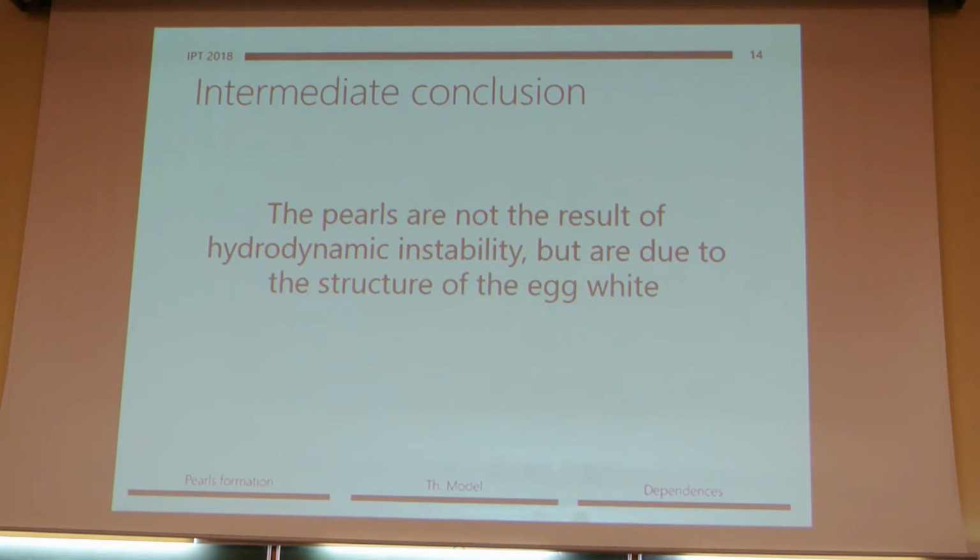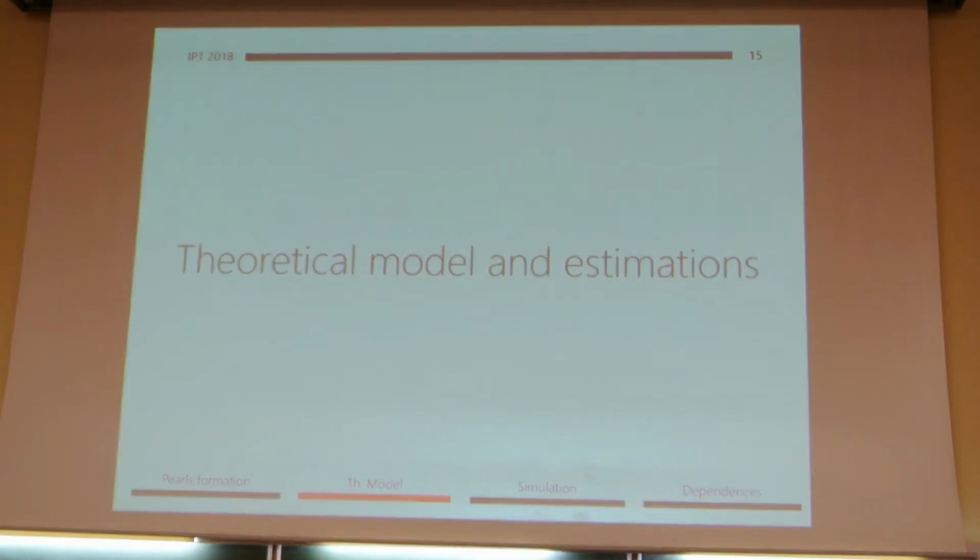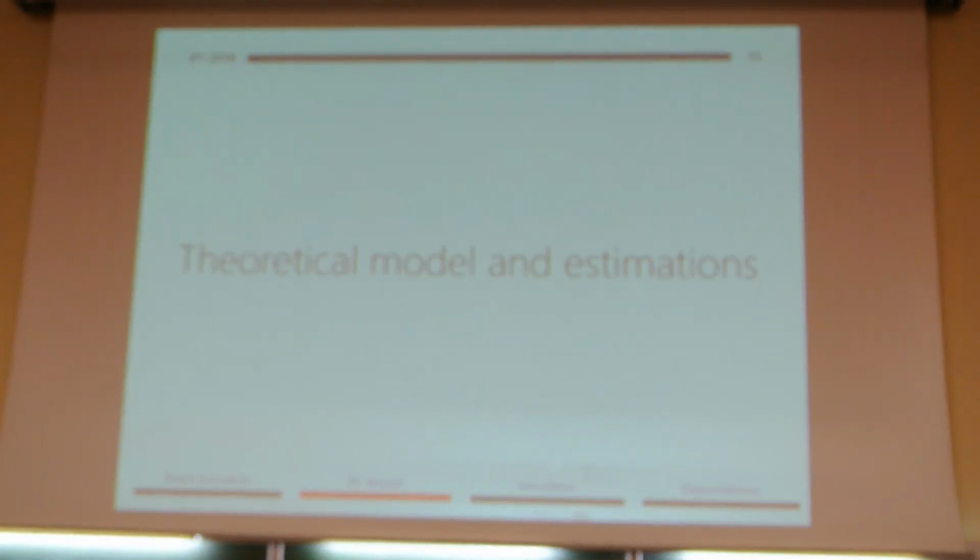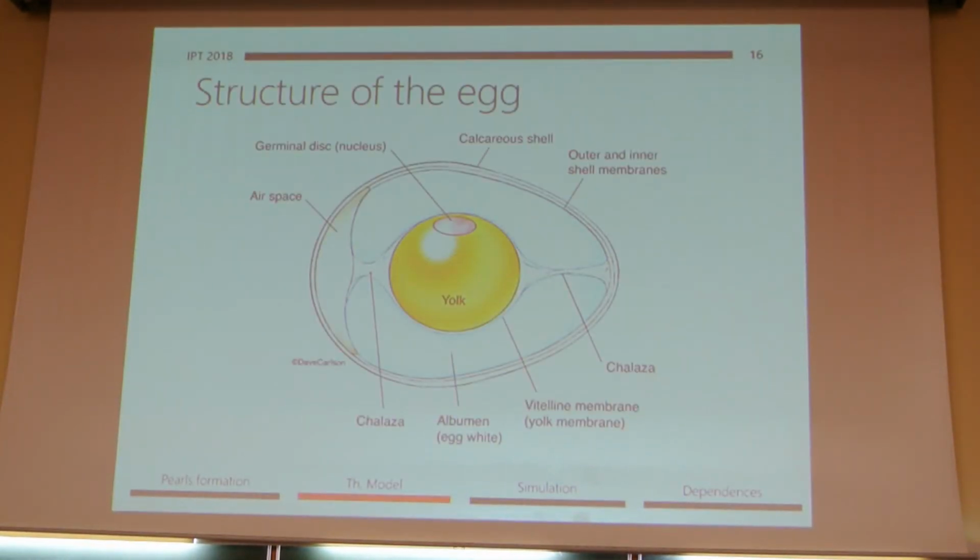At this point, we can make an intermediate conclusion: the pearls are not the result of hydrodynamics but are due to the microstructure of egg white. Let's move on to the theoretical model and estimations. Here you can see an egg. We take only the egg white from it. The egg itself consists of 85% water, 10% proteins, and 5% other.